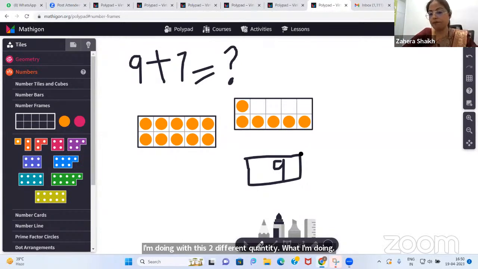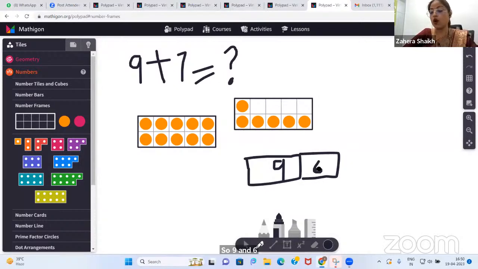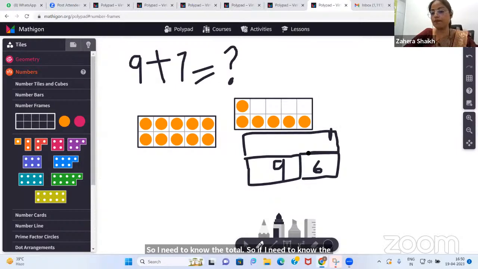So 9 and 6. I don't know what the total is, right? So I need to know the total. If I need to know the total, the children need to understand that I have to put them together, right? So it is quite easy for them to explain what exactly the operation is that I'm following using my model. So I am just adding both the numbers.